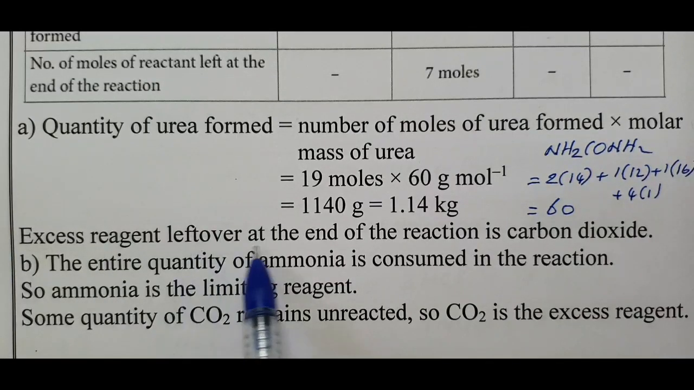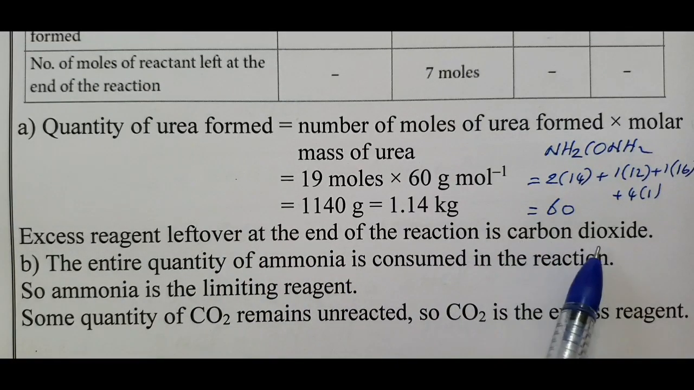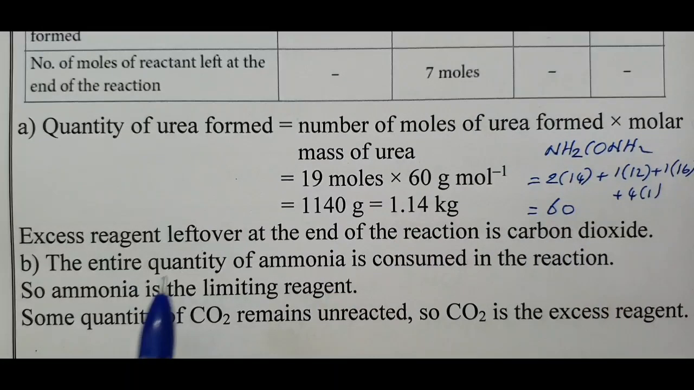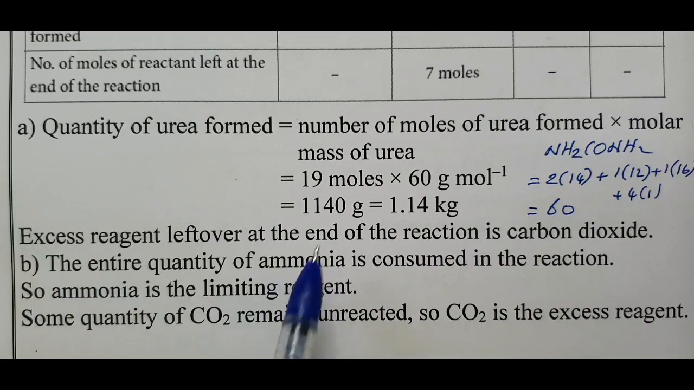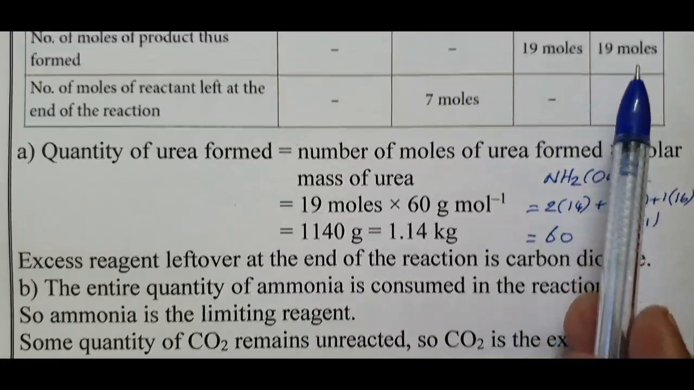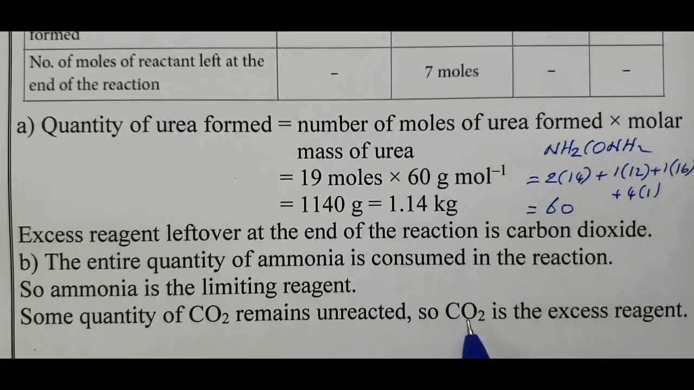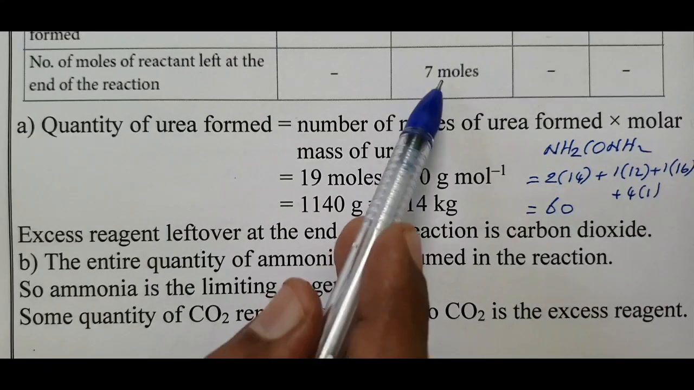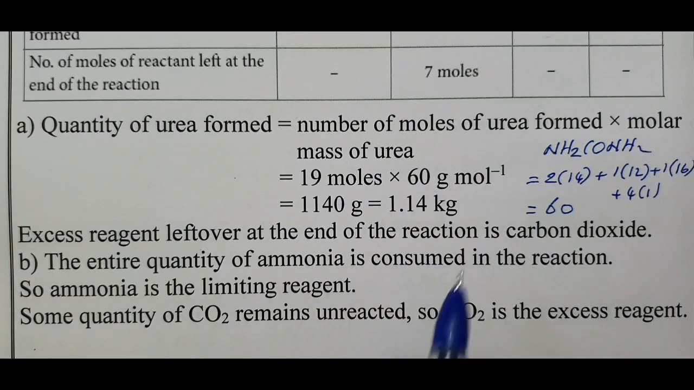Excess reagent left over at the end of the reaction is carbon dioxide. 7 moles are left over. The entire quantity of ammonia is consumed in the reaction. So, ammonia is a limiting reagent. Some quantity of carbon dioxide remains unreacted, 7 moles, not 19 moles, 7 moles, it is the excess reagent. So, this is our second discussion.